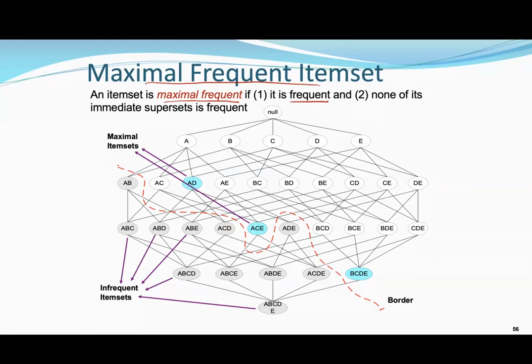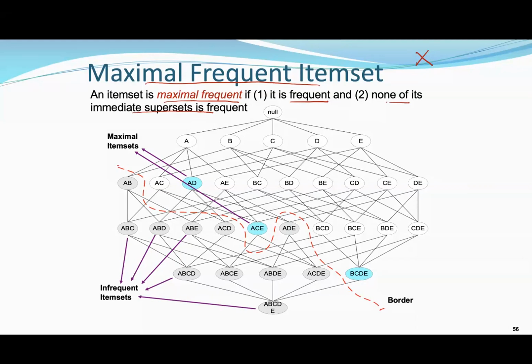The other condition is that none of its immediate supersets is frequent. That is to say, if you give me an item set X, X is maximal frequent if two conditions hold. Number one, X is itself frequent. The other condition is that it is maximal. What does it mean? It means that if you add any items to X, you make it infrequent. That's why we call it maximal.